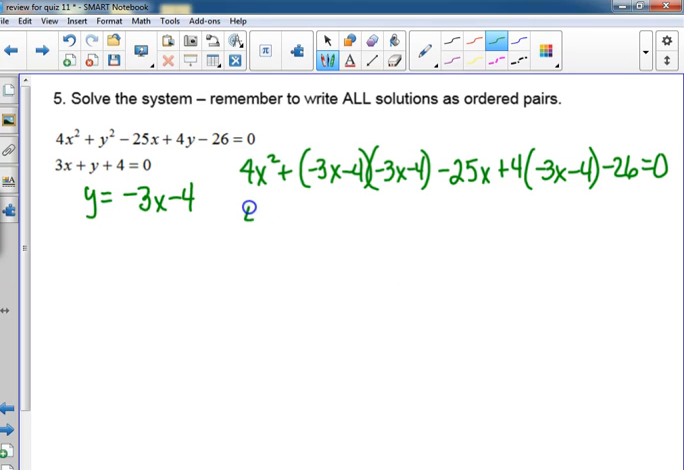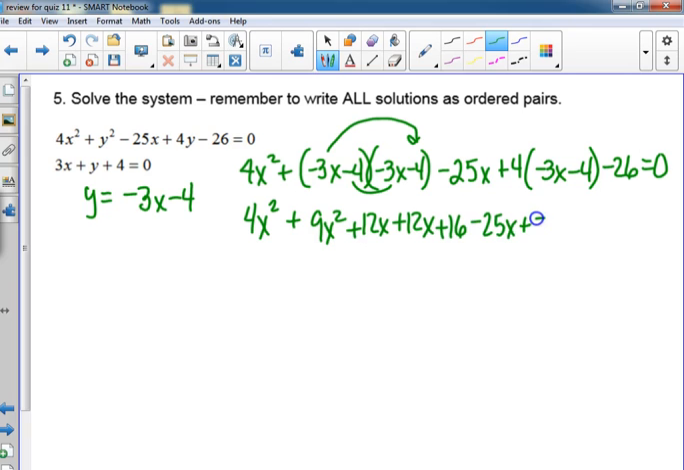So anyway, it's probably going to be on another quiz anyway, but negative 3x times negative 3x is 9x squared. Negative 3x times negative 4 is positive 12x, and then there's another positive 12x in the middle here. Negative 4 times negative 4 is positive 16. Minus 25x plus negative 12x plus 16 minus 26 equals 0. These are the only x squareds I have. Yep, it was a positive 4 I was distributing.